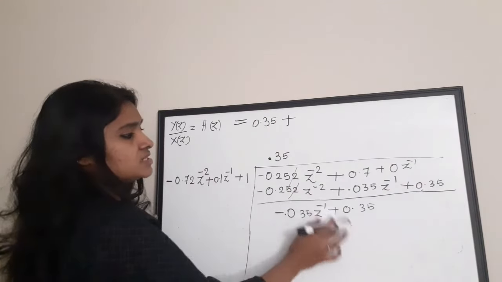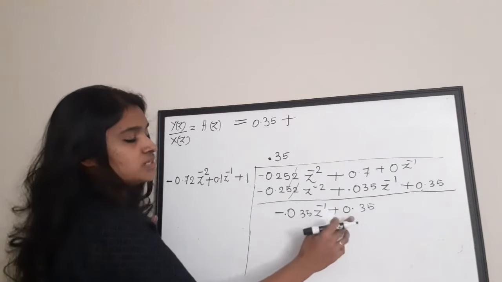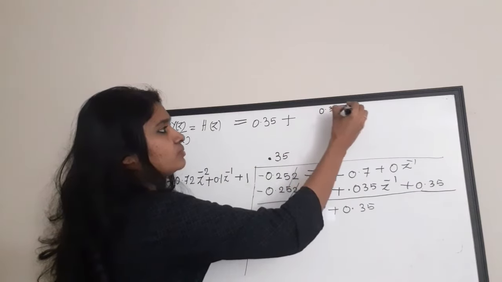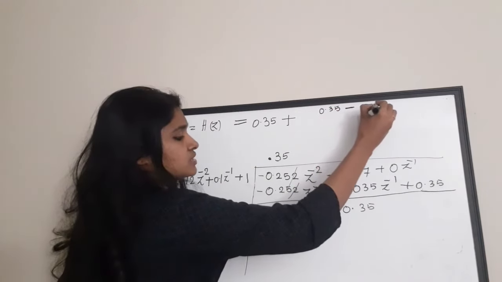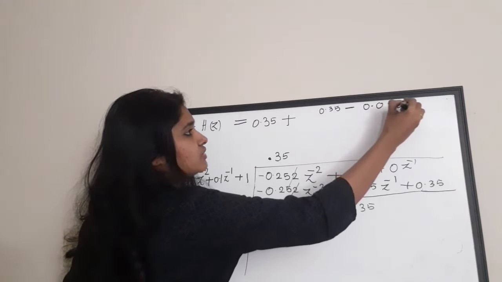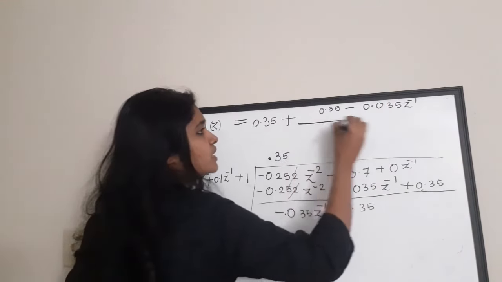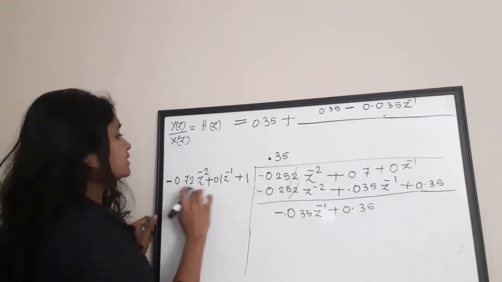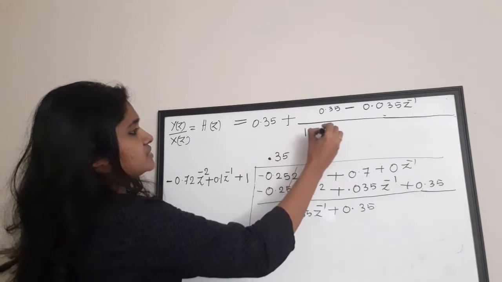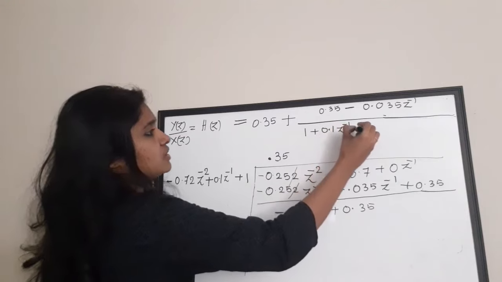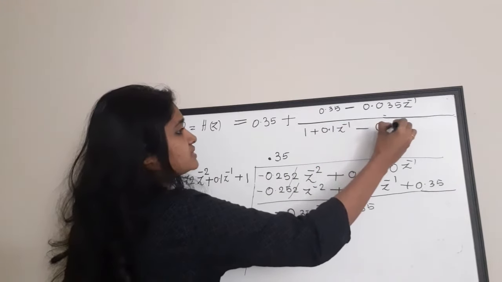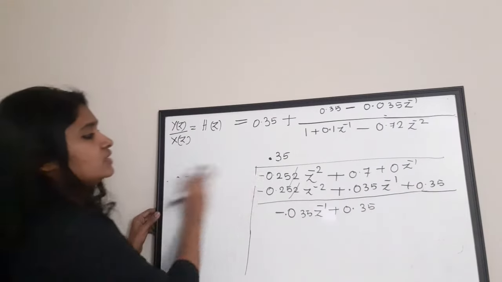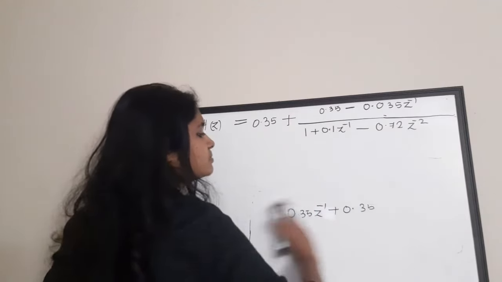remainder by divisor. I am just rearranging my remainder also. It will be 0.35 minus, just to look good, 0.35 minus 0.035 z raised to minus 1 by your divisor, that is 1 plus 0.1 z raised to minus 1 minus 0.72 z raised to minus 2. Okay, so we have written it in the form quotient plus remainder by divisor.